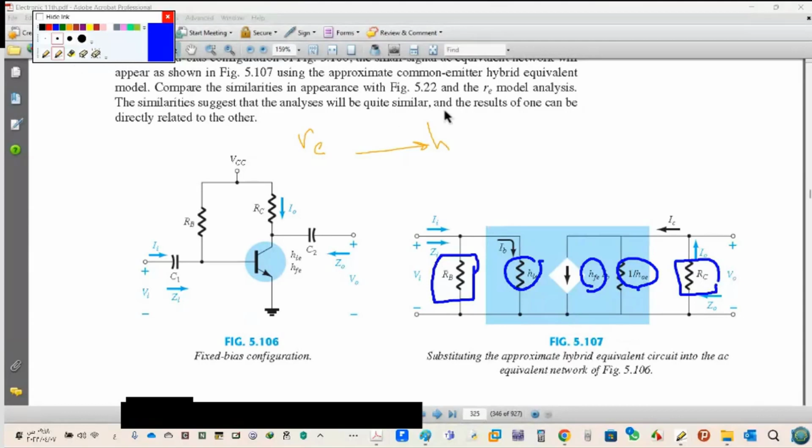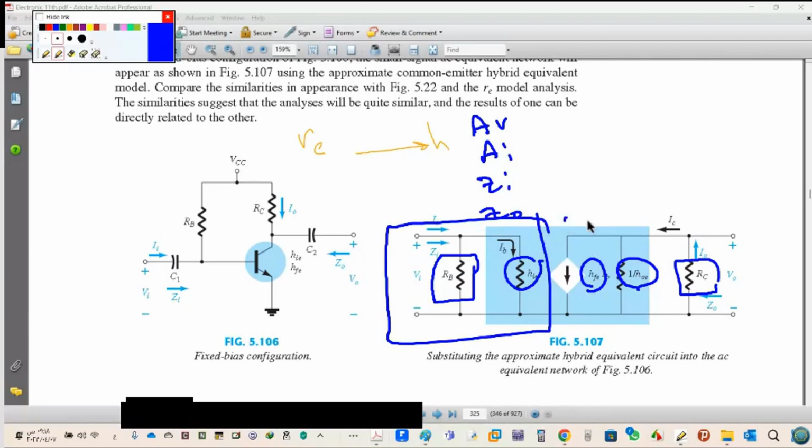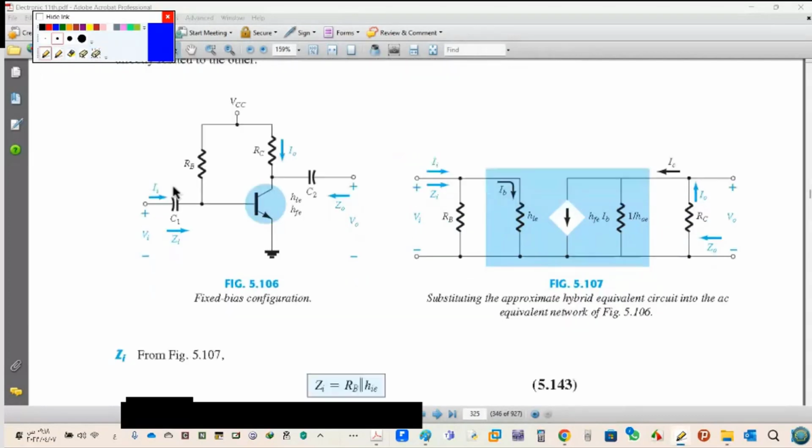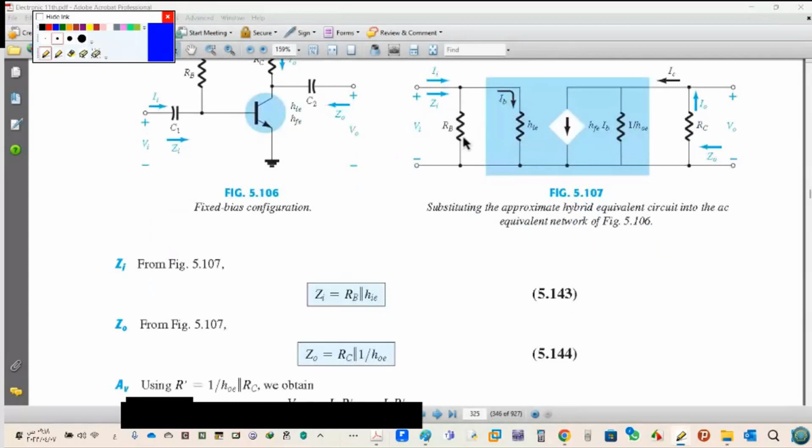Now, I want to find the parameters AV, AI, ZI, ZO. So this is ZI, ZO, easy, directly from the model. So see this, ZI is RB in parallel with HIE. It was there beta RE.